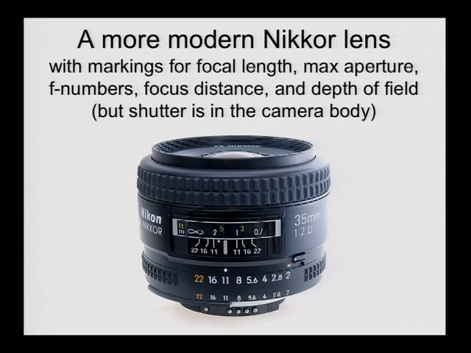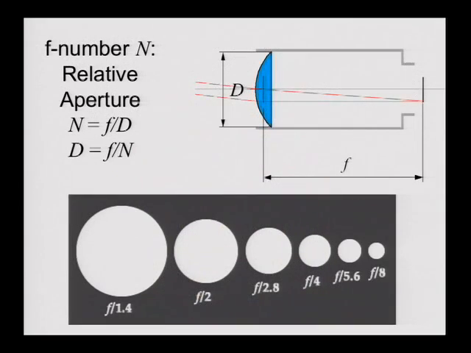So there's a lot of complicated numbers on lenses, but they're all actually pretty easy to understand once you know what they're trying to tell you. And you can do these calculations for things like depth of field and amount of light corresponding to different f numbers and all that stuff quite readily. We'll get into a little bit of that.